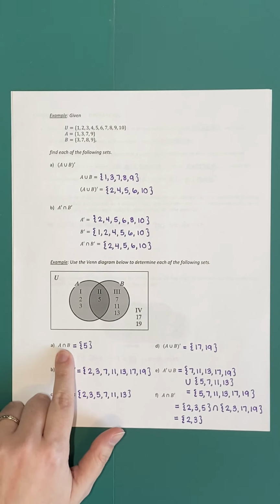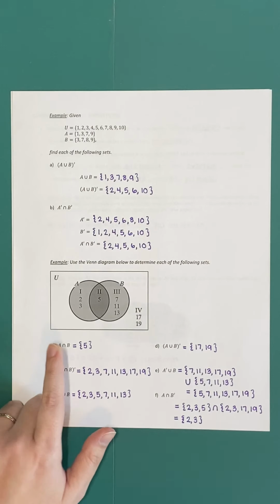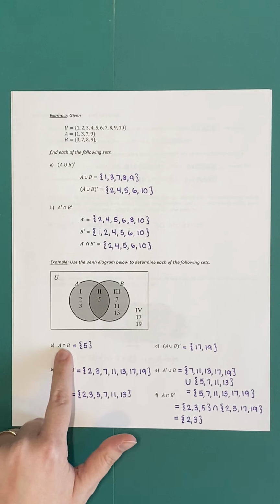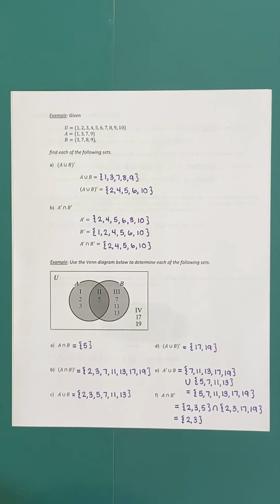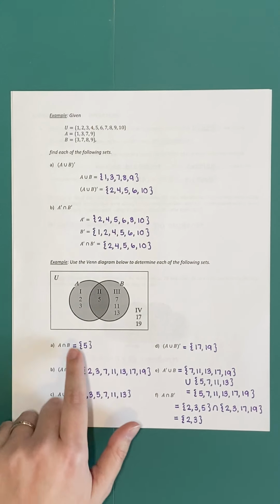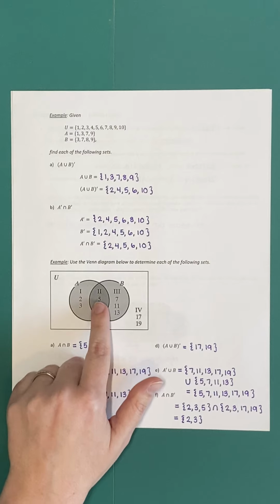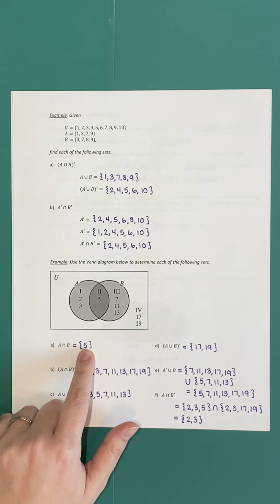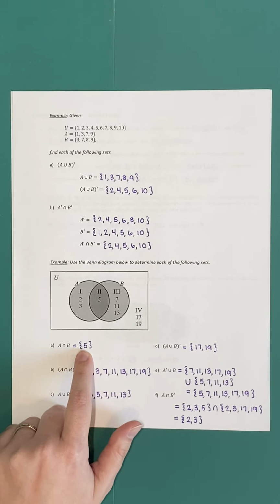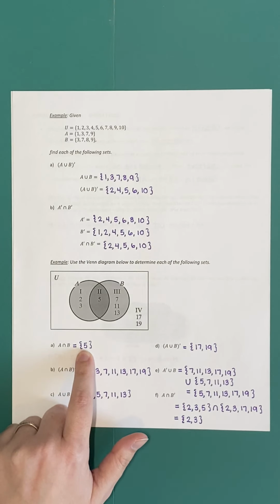So A intersected with B. What's that going to be based on this particular diagram? What are the contents in A intersected with B? Well, the intersection, again, that's the easiest region to identify. It's the region where the circles overlap. It's going to be this region. So A intersected with B is just going to be 5. Remember the Roman numerals, those are just labels. So the element in the intersection is going to be 5.